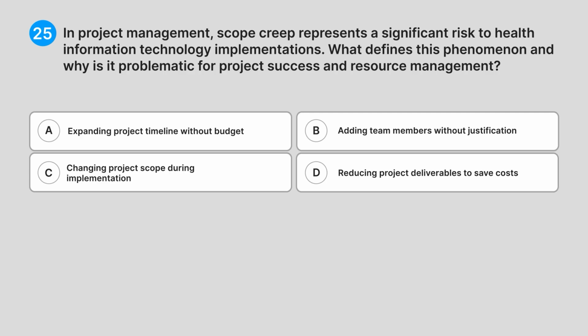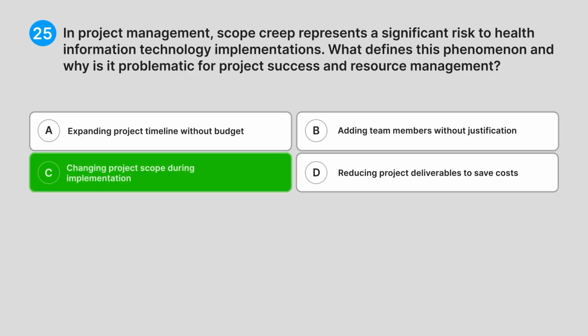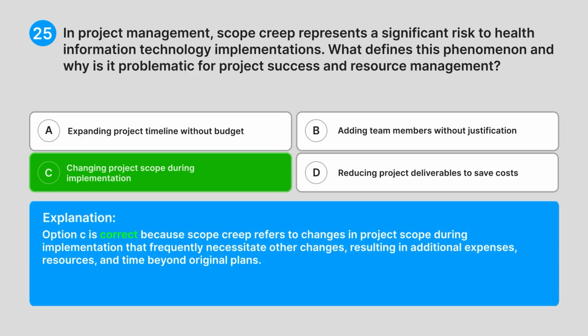Correct answer: C. Changing project scope during implementation. Explanation: Option C is correct because scope creep refers to changes in project scope during implementation that frequently necessitate other changes, resulting in additional expenses, resources, and time beyond original plans.